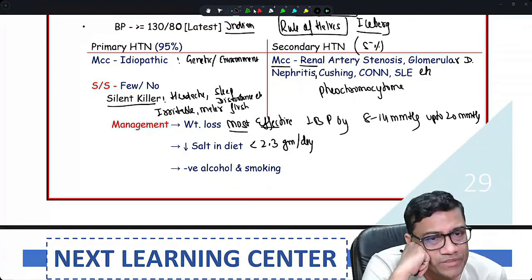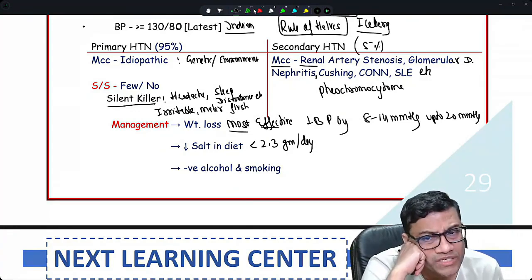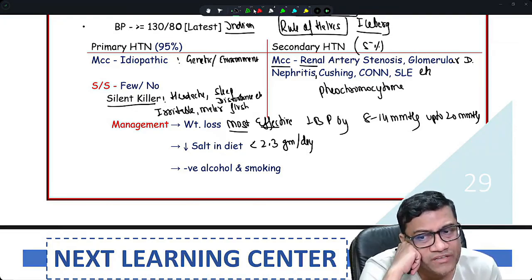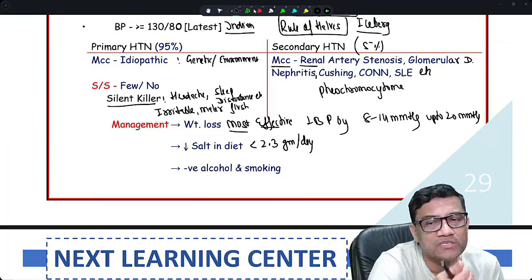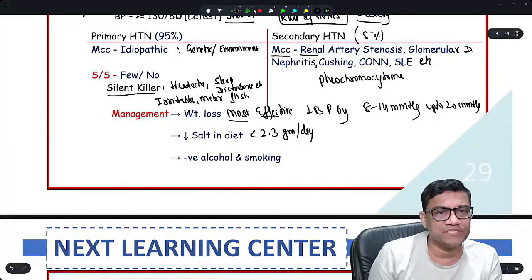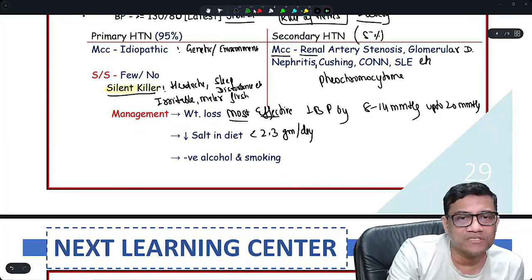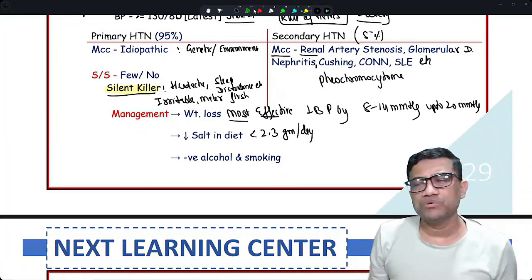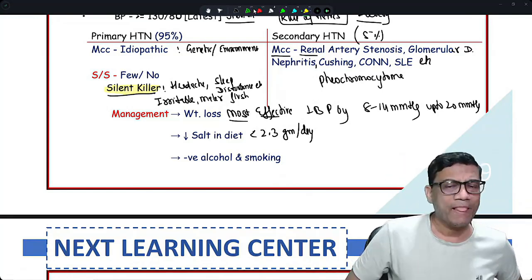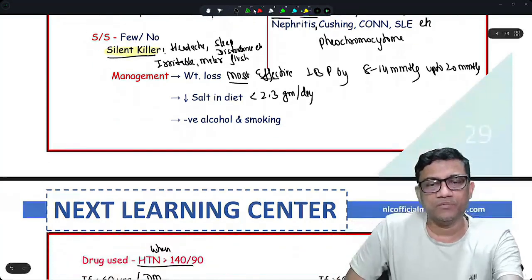Now there are two kinds of hypertension. Primary is 95%. It is idiopathic and there is no other disease. It's just high BP. There is no other disease, diabetes, etc. Secondary occurs in case there is a renal artery disease like glomerular disease, nephritic syndrome, or Cushing, Conn, SLE, pheochromocytoma. All these are called as what? These are called as secondary hypertension. Now, in case of hypertension, it is called a silent killer. Why called a silent killer? Very few or no sign and symptoms. Whatever is there, there is headache, sleep disturbance, irritability, malar flush, etc. They are there.